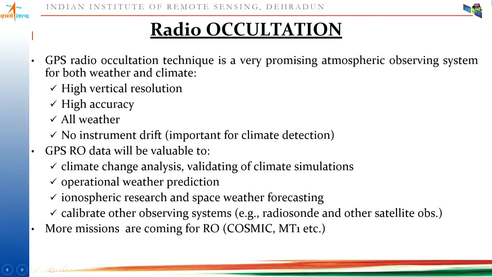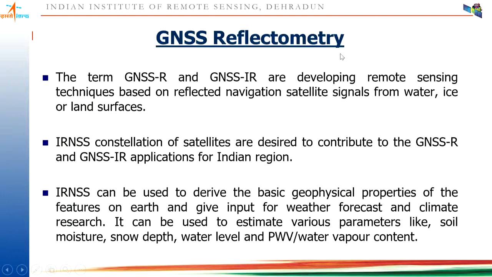So the GPS radio occultation technique is a very promising atmospheric observation system for both weather and climate. It has high vertical resolution, high accuracy, all weather capability, and no instrument drift. GPS RO data will be valuable to climate change analysis, validating climate simulations, operational weather prediction, ionospheric research, and space weather forecasting.